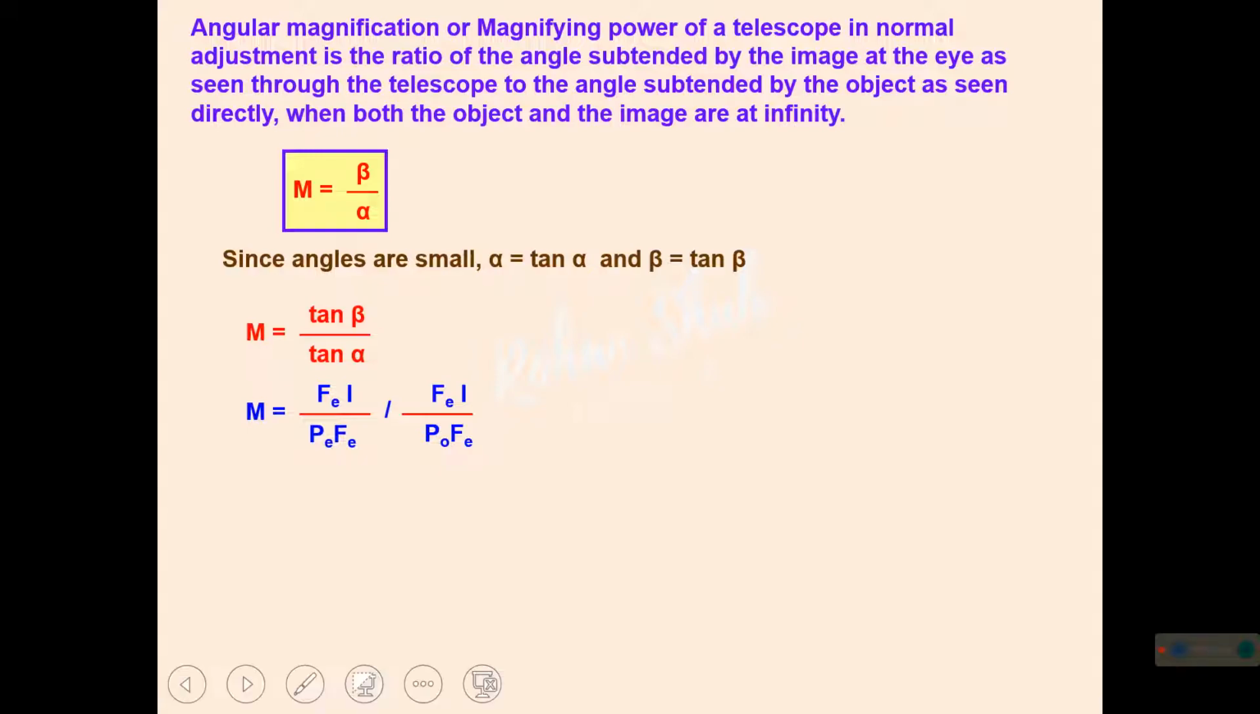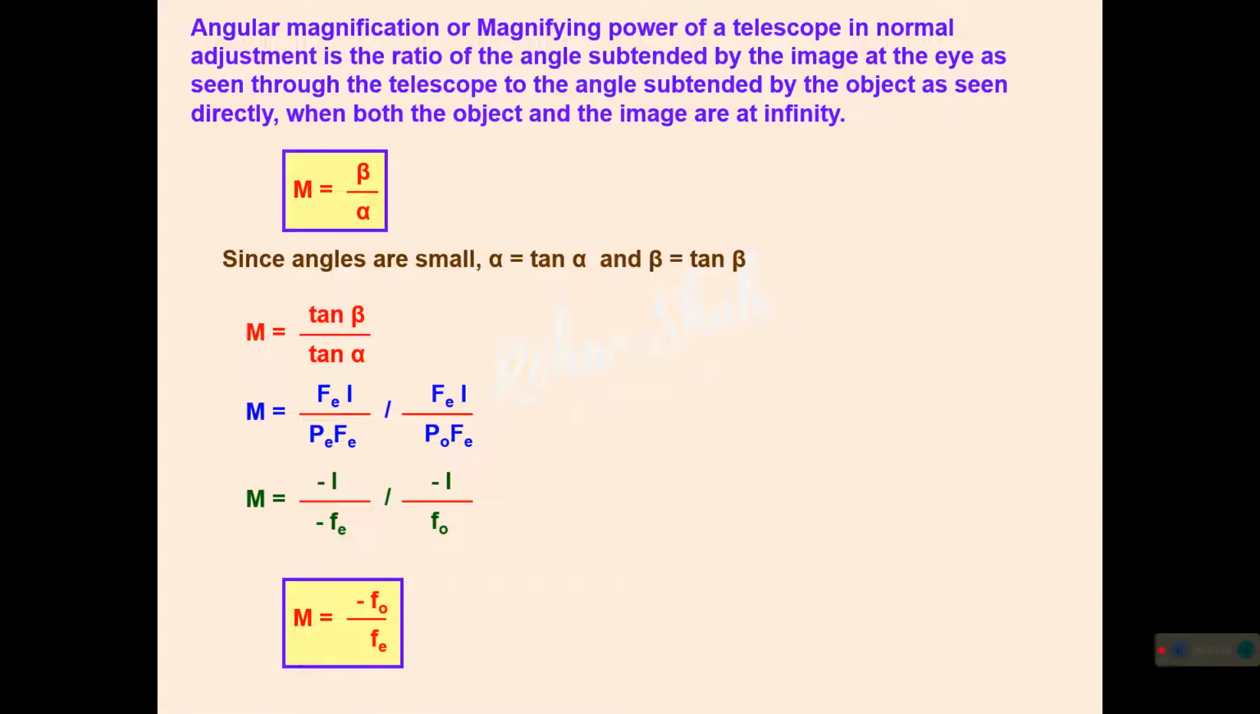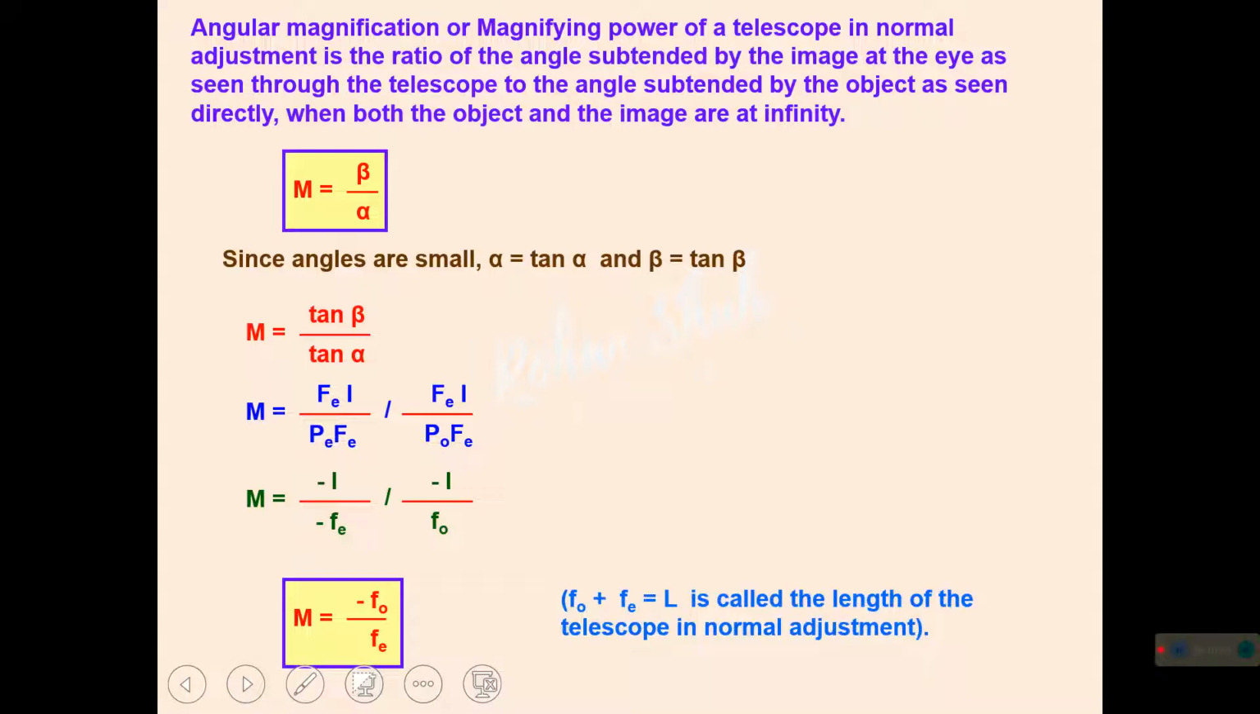And now substituting the values from the ray diagram, we have FO into I upon PFE divided by FE into I upon POFE, right? So FE upon I cancels out. We have FO upon FE with a negative sign, right? What is downward, for that we take a negative sign. So magnification is nothing but minus of FO upon FE, and FO plus FE is equal to L. This is what we call the length of the telescope in the normal adjustment. I hope the derivation is well understood, right?